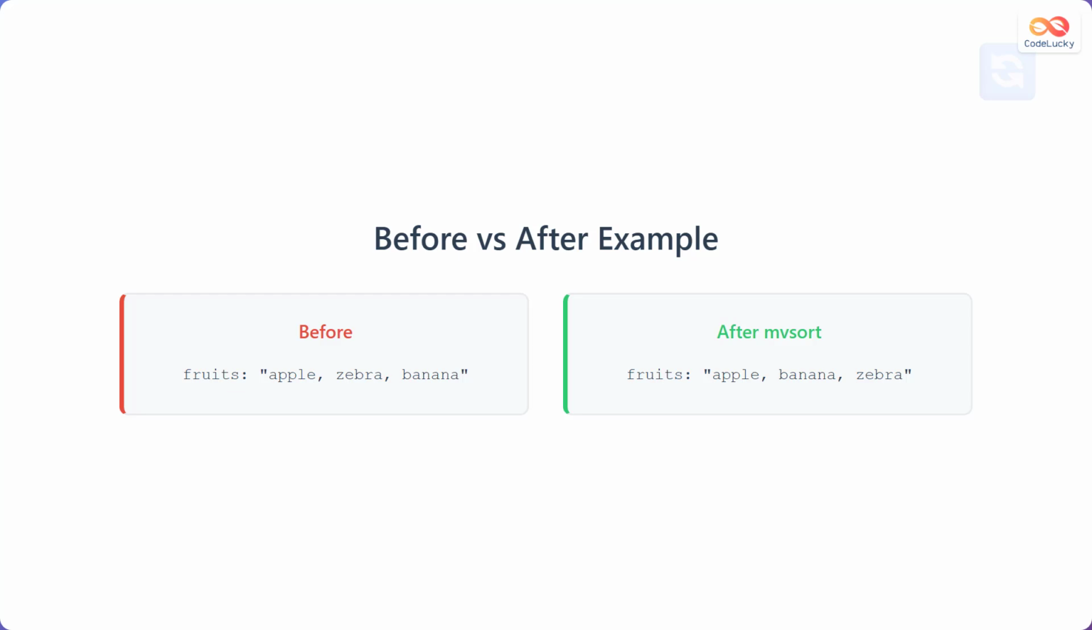Let's look at a practical example of how mvsort works. Imagine you have a fruits field containing the values apple, zebra, and banana in that order. Before applying mvsort, the values appear in their original sequence. After running the mvsort command on the fruits field, the values are automatically rearranged in alphabetical order, resulting in apple, banana, and zebra. This alphabetical sorting makes the data more organized and easier to read.